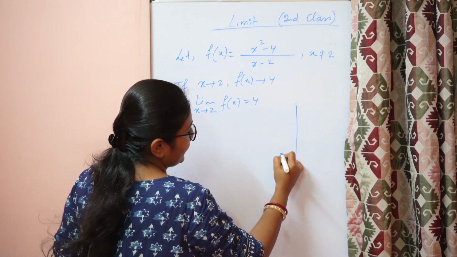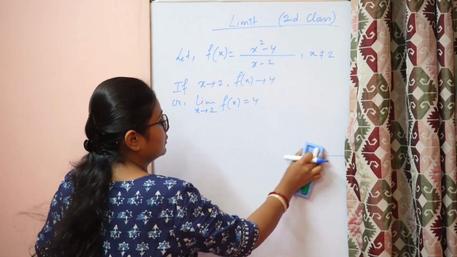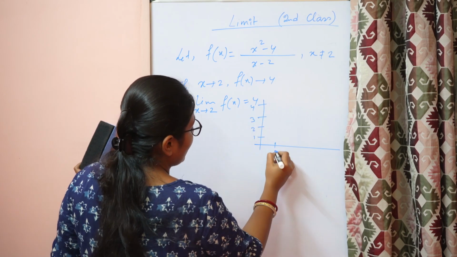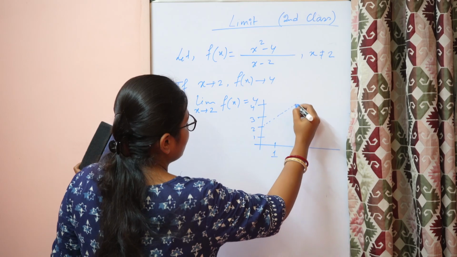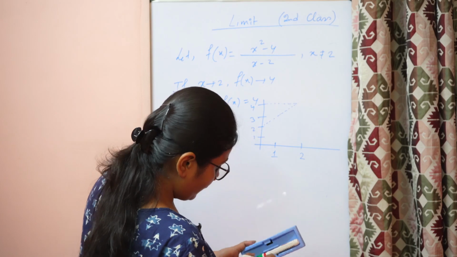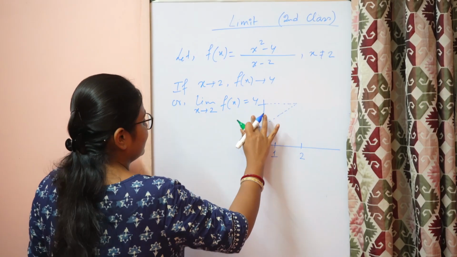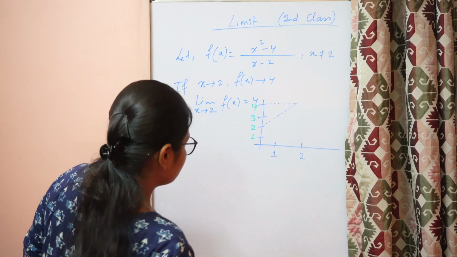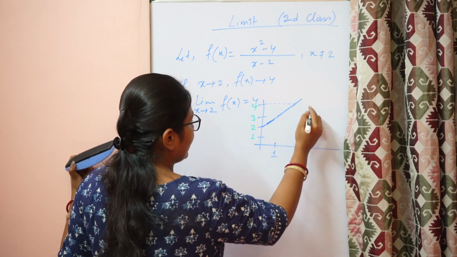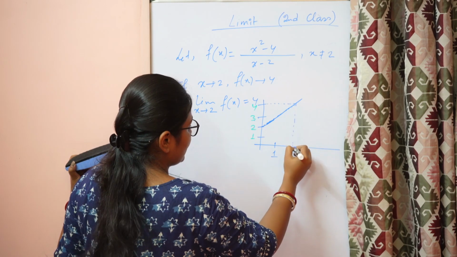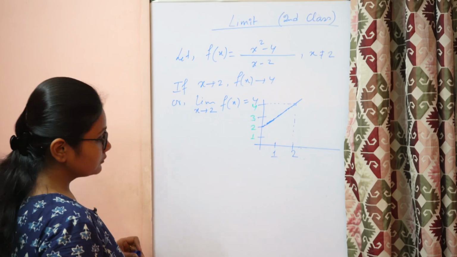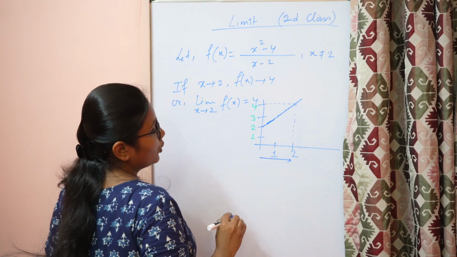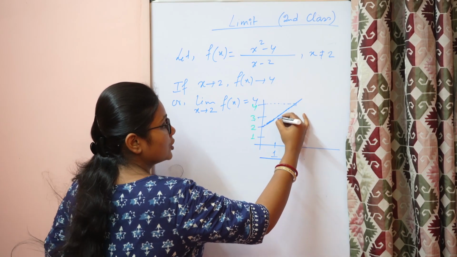So if we draw the diagram again, this is 1, 2, 3 and 4. This is 1 and 2. So from 2 it goes up to 4. Okay. So this is the value 2. If we take any value which is less than 2, or you can say which is left hand side of 2 and closest to 2 but not 2, we will approach the limit of the function towards 4.